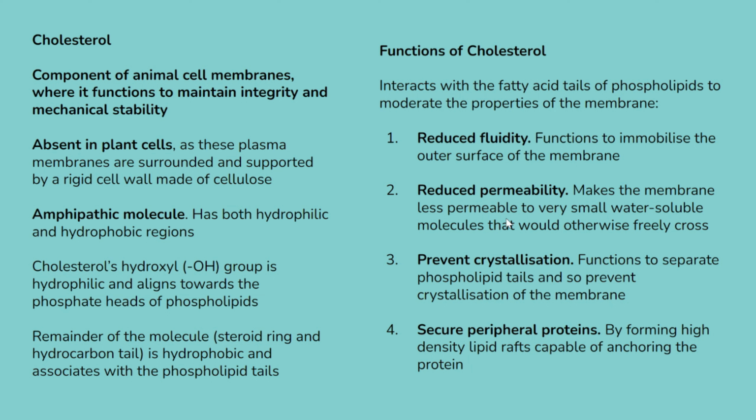It reduces permeability because the cell membrane, at the end of the day, is supposed to regulate substances moving in and out of the cell. So it reduces permeability to ensure that it can function as such. It prevents crystallization of the membrane by separating the phospholipid tails. And it secures the peripheral proteins because, as we know, they are temporarily attached and only monotopic. By forming high density lipid rafts, it is capable of anchoring the protein to ensure that the protein does not just float away into the extracellular space or into the cytosolic fluid.